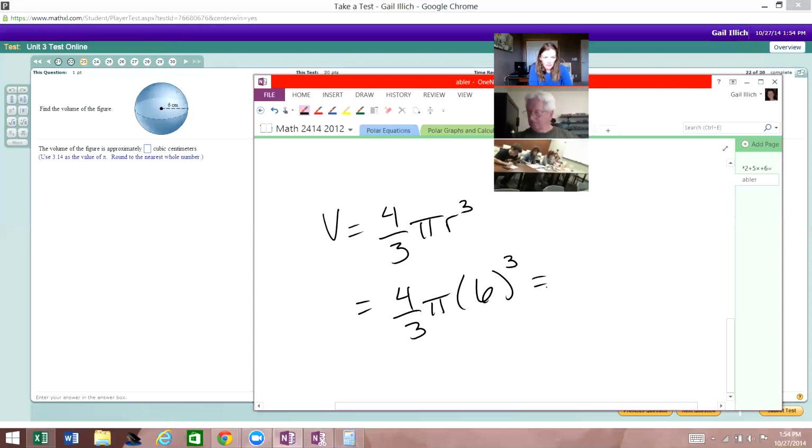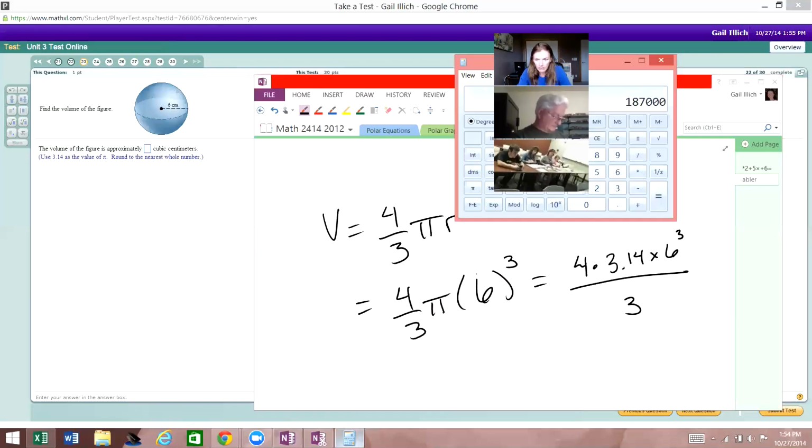And so on your calculator, you have some options on how to do that. You can do 4 times 3.14 times the 6 cubed and then divide by 3 if you want. I'm going to clear this. I'll do 4 times 3.14 times, if I want to do 6 cubed on my calculator, I've got a little cube button. And then divided by 3. If you don't have a cube button, then you would want to do 6 times 6 times 6. It's the devil's number. Very fitting for Halloween.